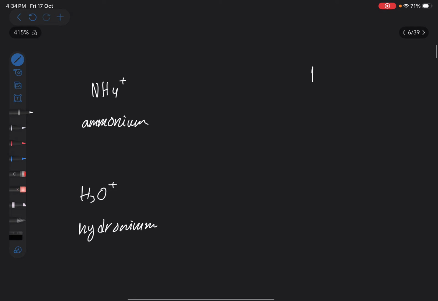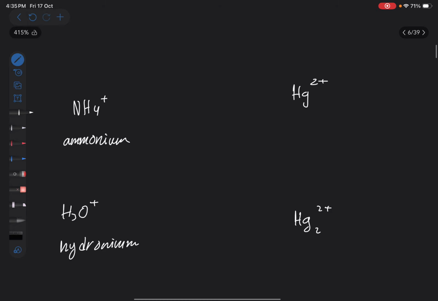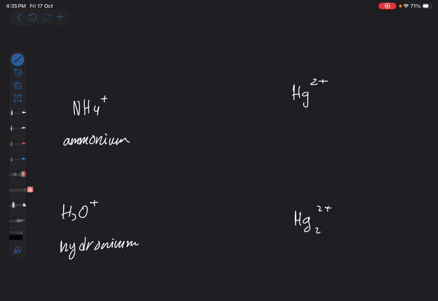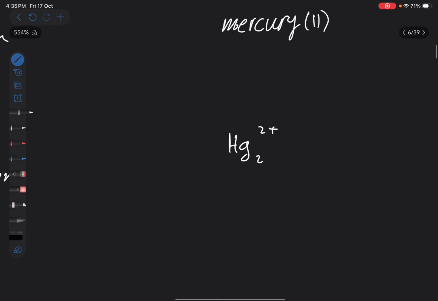And the 2 mercuries. We have 2 versions of mercury, Hg 2 plus and Hg2 2 plus. So notice this has only one Hg, 1 mercury, and this is 2. They have the same charge. So 1 charge, 2 charge. And this is mercury II with the Roman numeral, and this is mercury I.